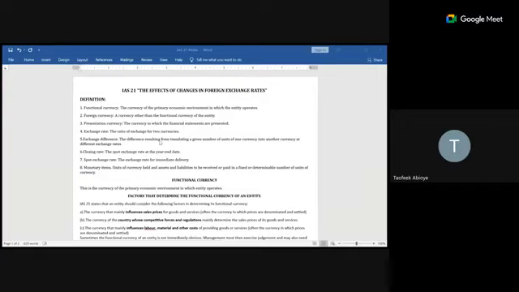IAS 21 discusses extensively two main things. Number one is how to account for and translate transactions from foreign currency to functional currency. Then the standard also talks about translation of foreign operations. That means when you have a foreign subsidiary, how can we translate from foreign currency to functional currency?